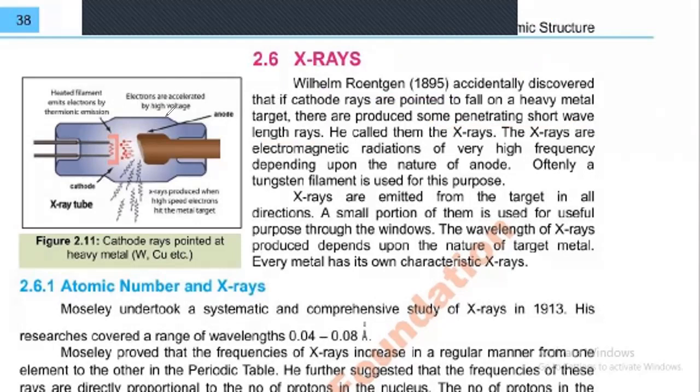The wavelength of X-rays produced depends on the nature of the target metal. Every metal has its own characteristic X-ray. Now, one more thing I want to explain over here.